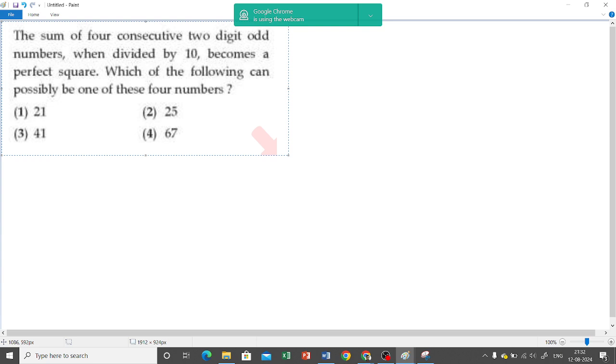because it says 4 consecutive 2 digit odd numbers, so odd numbers always differ by 2.